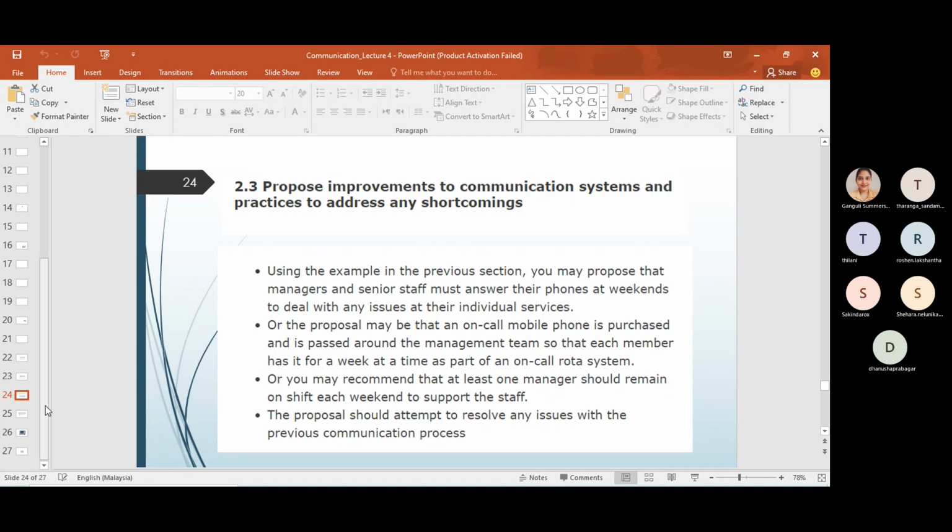හරිද? එතකොට proposal එකක අපි කරන්නේ you are proposing the improvements to the communication systems and practices. Okay, so හරිද? දැන් අර අපි කලින් ගත්ත example එකේ අපි කියවනේ management එක contact කරගන්න අමාරුයි කියලා. හරිද?